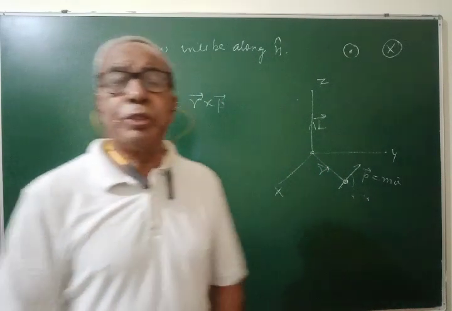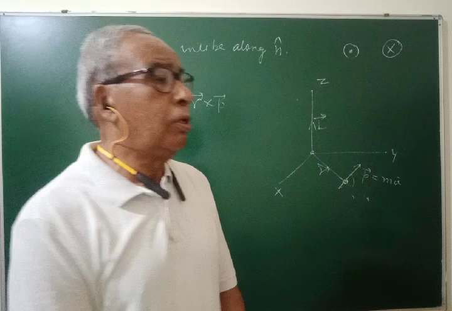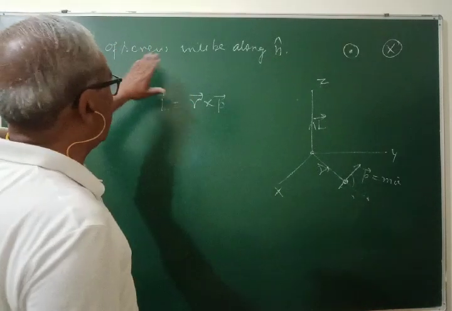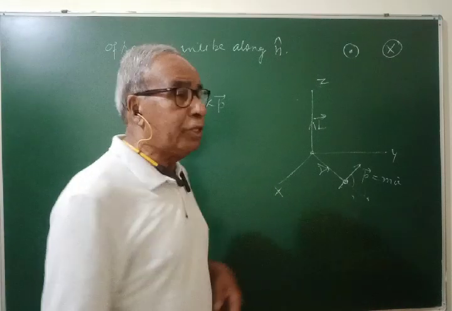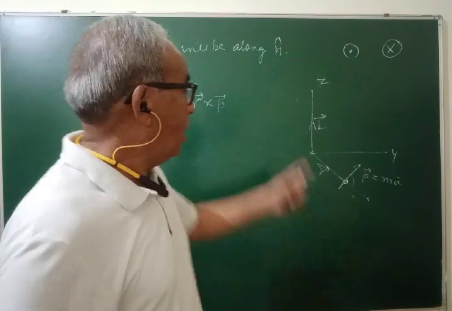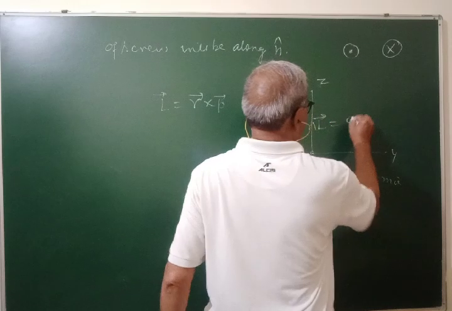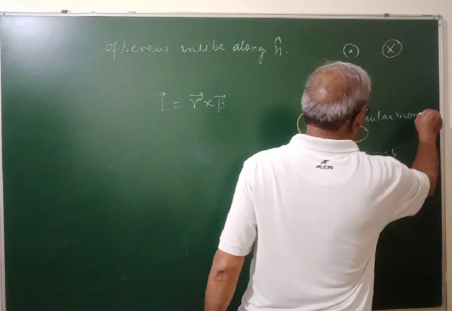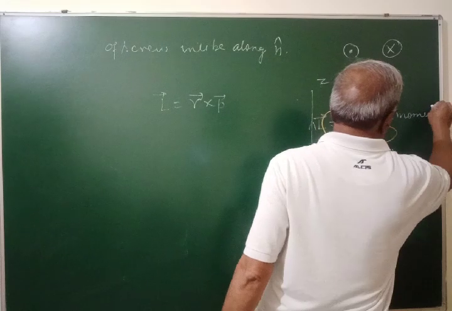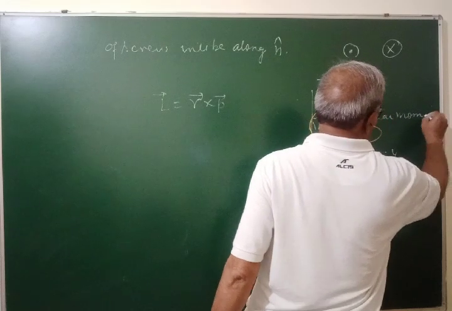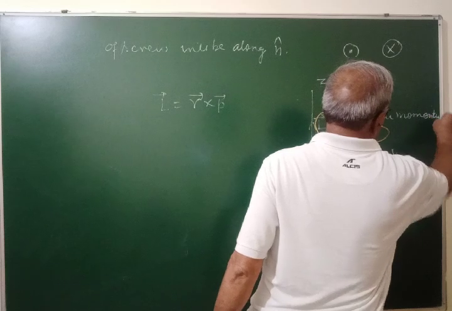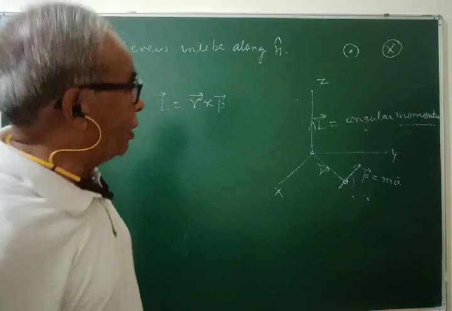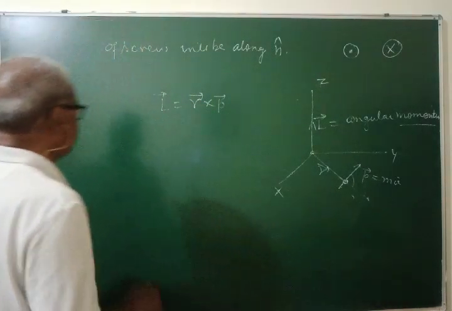The vectors which come out as the vector product, or cross product, are in fact axial vectors. Angular momentum L is an axial vector. So these are axial vectors. The vector product of two vectors will be an axial vector, like angular momentum.